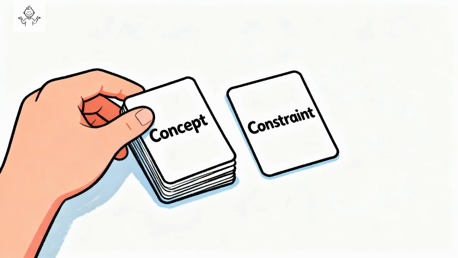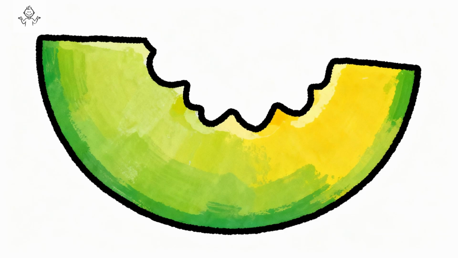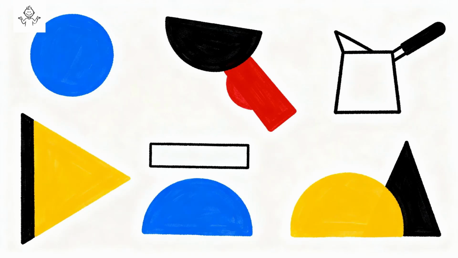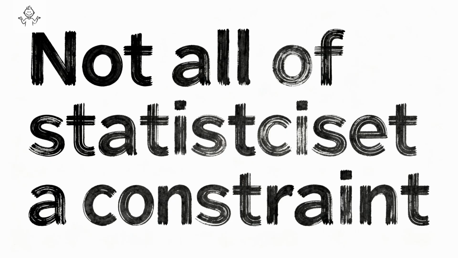Choose a concept and a constraint. Pick one idea, not a whole field. One byte. Photosynthesis, not biology. Pointer arithmetic, not computer science. Bayes rule, not all of statistics.